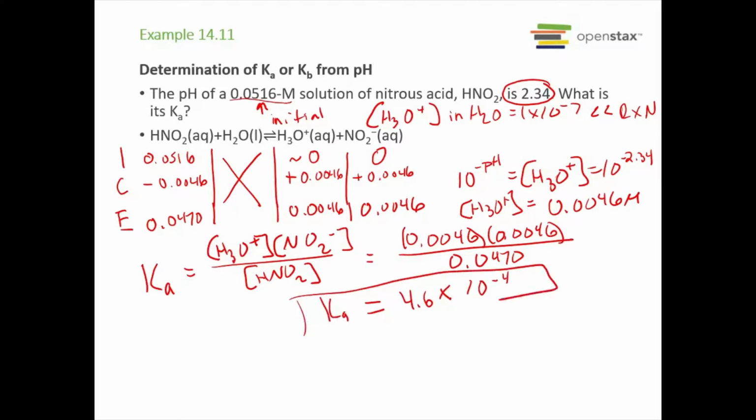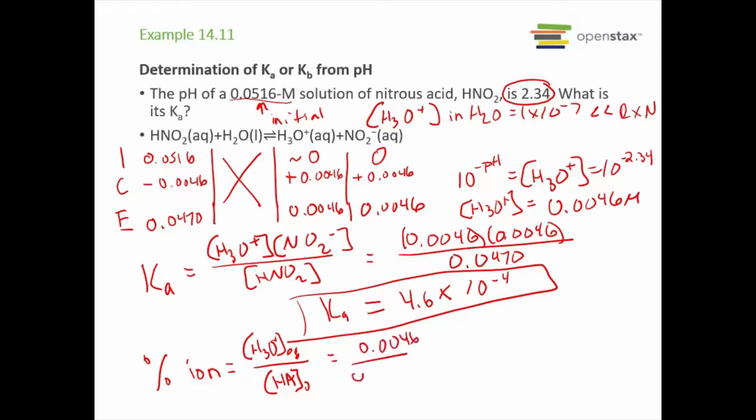Now, one thing to not be confused about here is you are not using the 0.0516 as your concentration of HNO2. That is your initial concentration. You would use that if you wanted percent ionization. So your percent ionization then, remember, that's equal to H3O at equilibrium over your acid initially. So that would be 0.0046 divided by 0.0516, times 100.